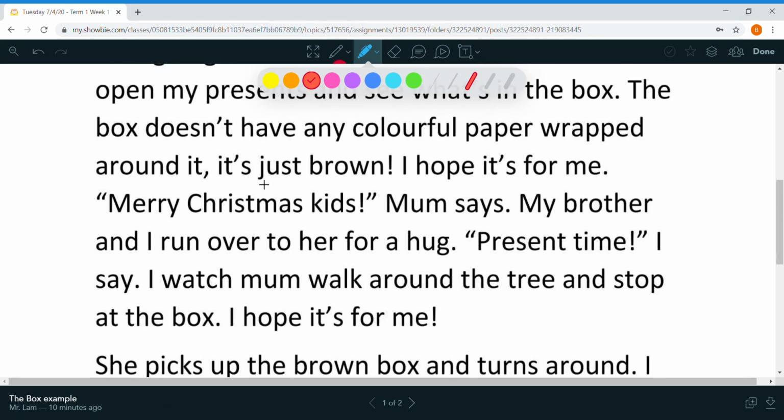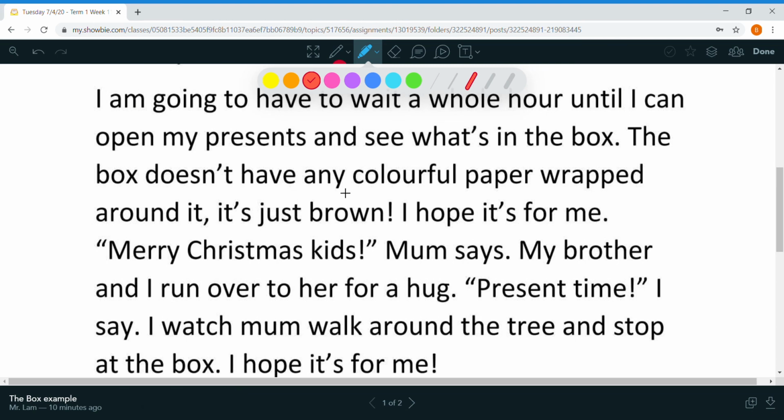So another thing is, who knows what these things are here? I'll circle these ones here. What are these? Yep, speech marks. So when you put in speech marks, what does that tell you? It shows you that someone is talking. So if you can do that in your writing, it makes your story a lot more interesting as well. So it shows that someone's talking in the story. So I've got some more down here as well.